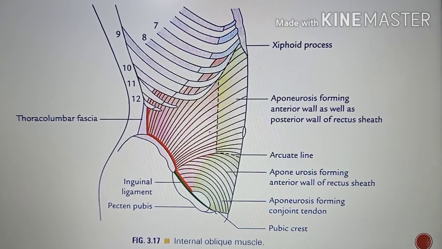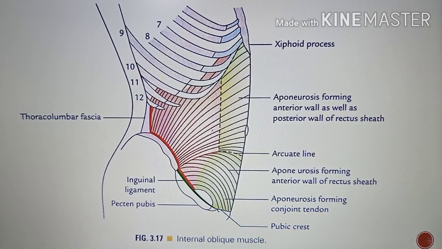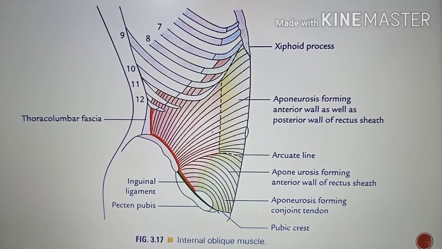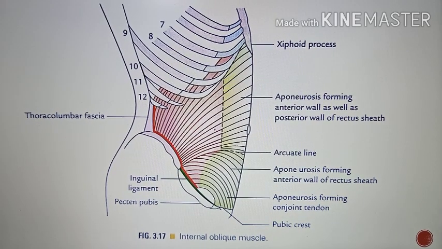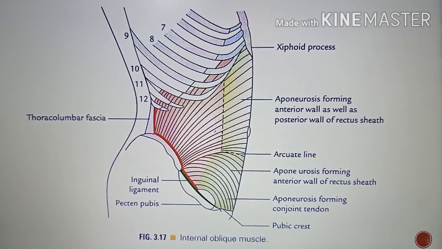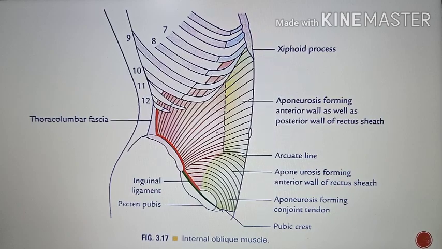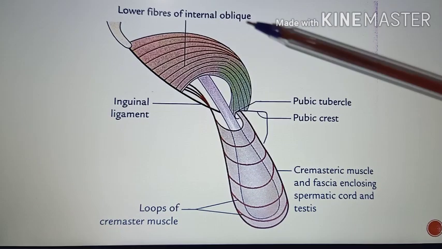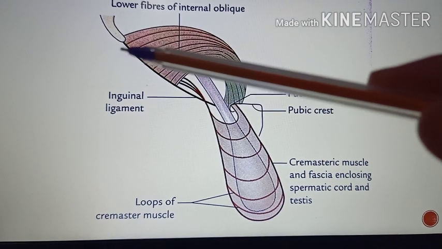Coming to the nerve supply, it is supplied by the anterior primary rami of the lower 6 thoracic nerves, that is from T7 to T12, and the first lumbar nerve, L1, that is through the iliohypogastric and ilioinguinal nerves.